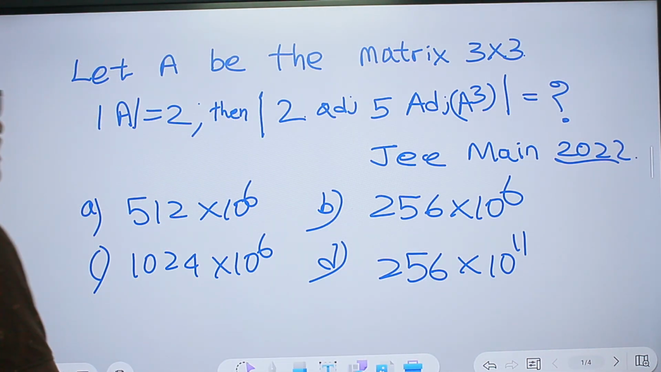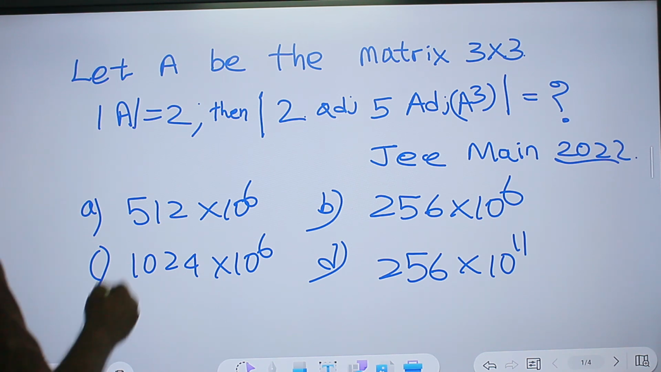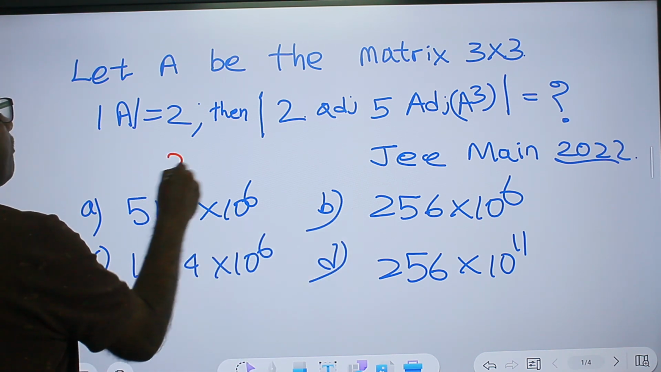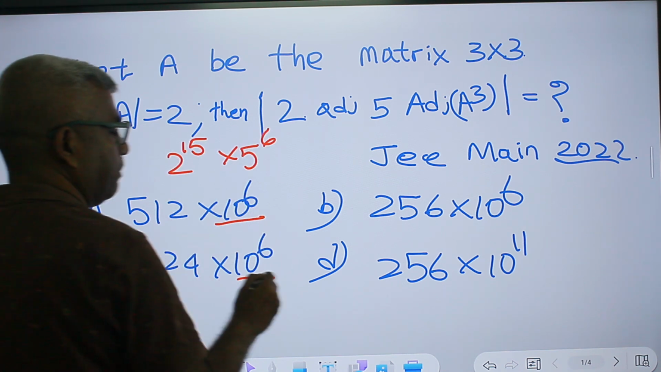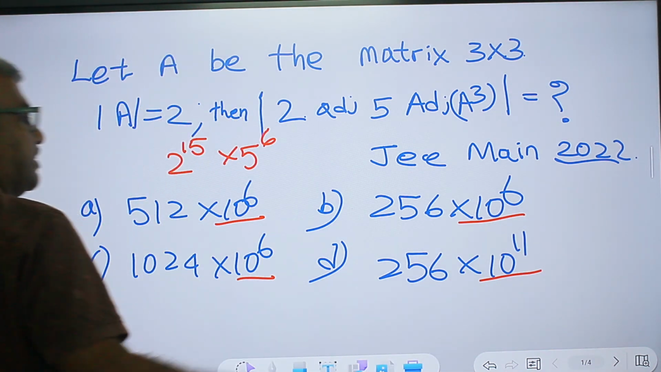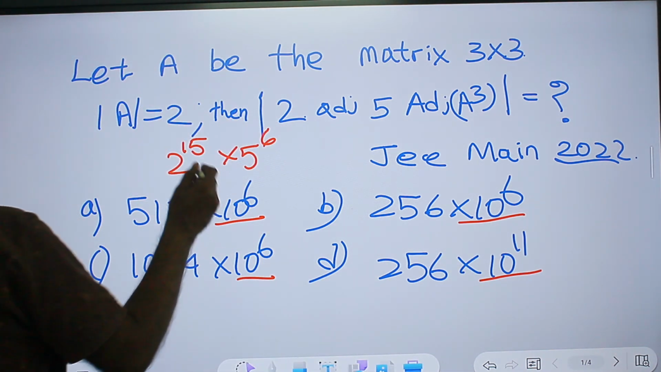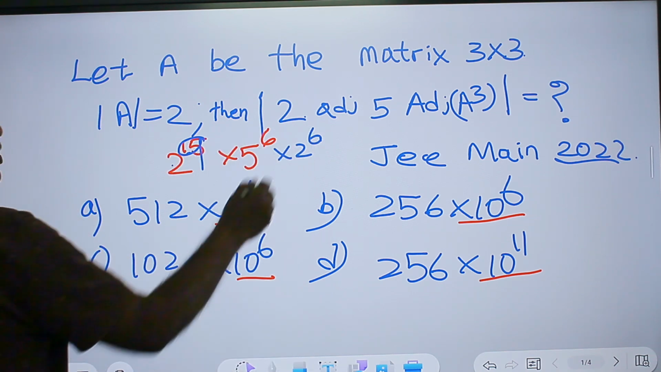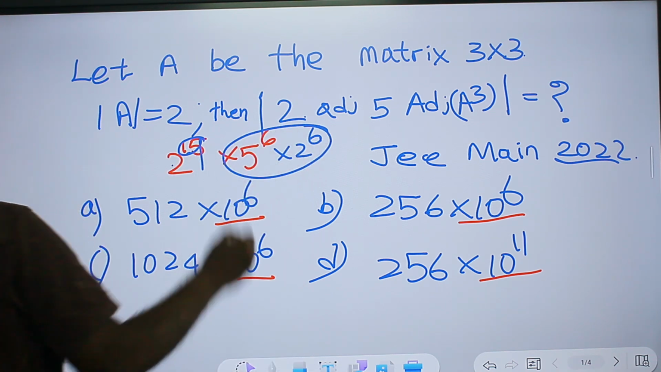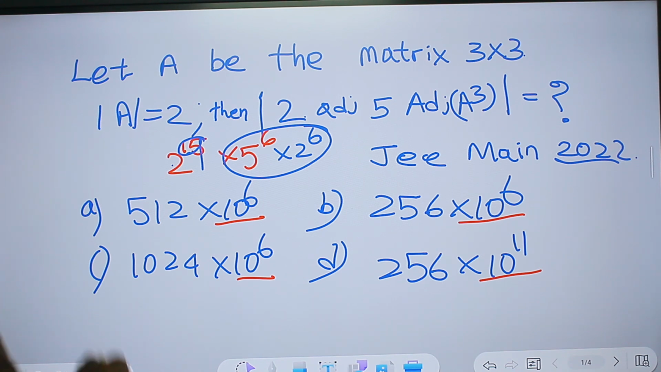Now come here. There is no option in that form, but 10 power 6 is there. What we got is 2 power 15 times 5 power 6. So 2 power 15 is 2 power 9 times 2 power 6, since 9 plus 6 is 15. So it will be 10 power 6. 2 power 9 is 512. So 512 times 10 power 6.